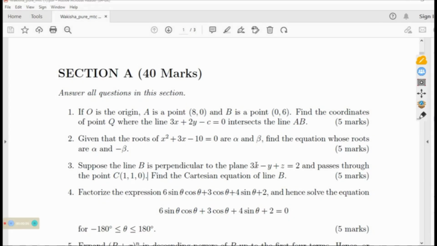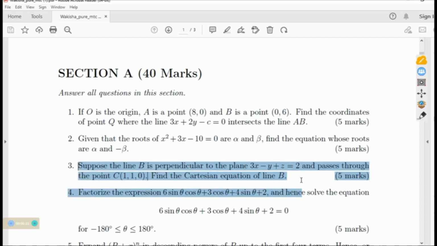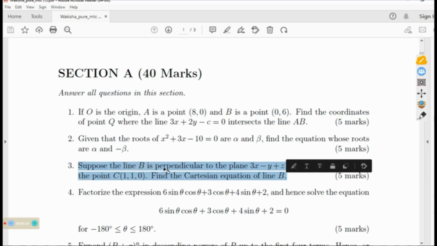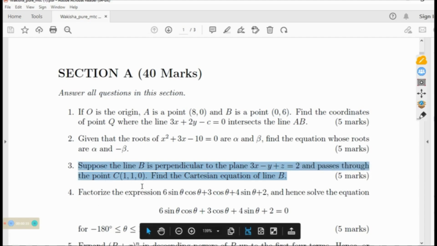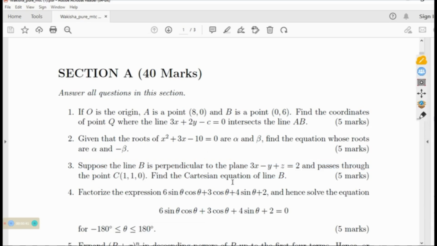In our today's session, we shall be looking at question number 3 of our Wakisha joint mock examination that has been recently done by the Senior 6 Mathematics students. Question number 3 says, suppose the line B is perpendicular to the plane, which plane is given, and passes through the point C, which C is also given. Find the Cartesian equation of the line B. So that is what we are interested in getting. We are interested in getting the Cartesian equation of the line B.